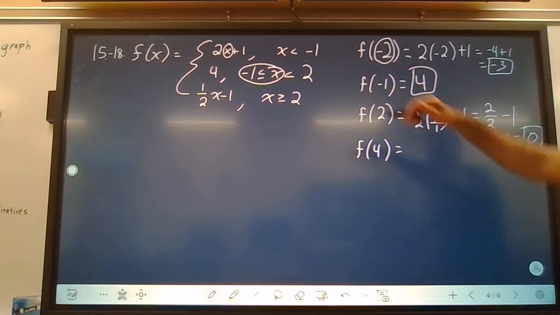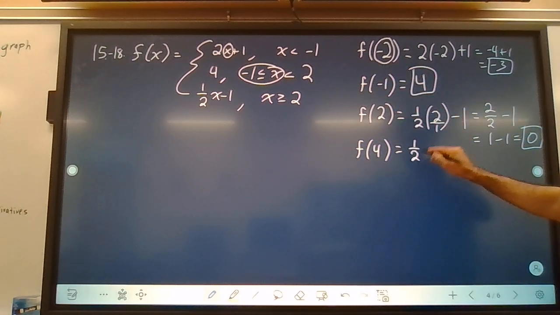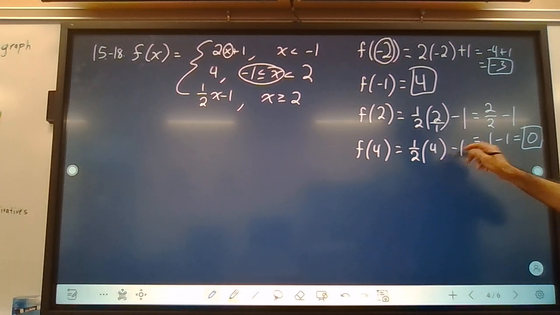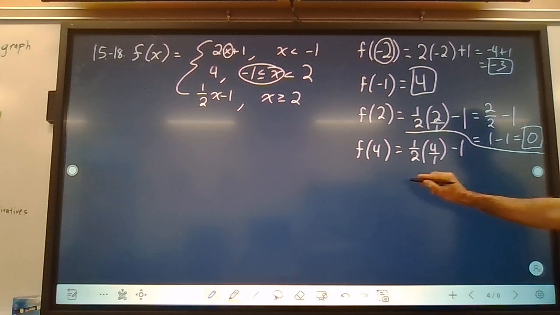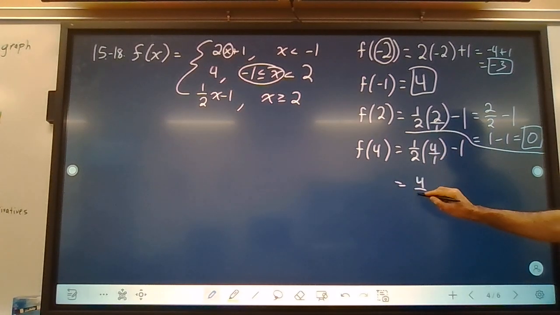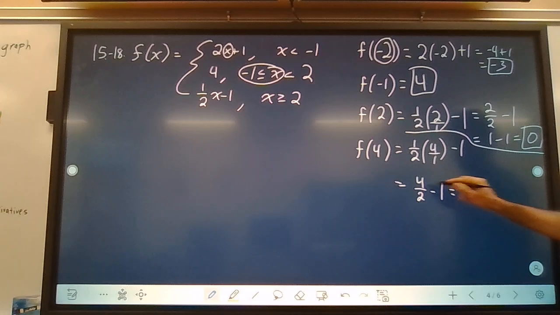f of 4, same thing. Replace the x with a 4. But that 4, let me kind of block that off a little bit. That 4 is really over 1. So multiply the top and the bottom. We get 4 over 2. 4 over 2 is 2, and 2 minus 1 is 1. So that's our answer right there.